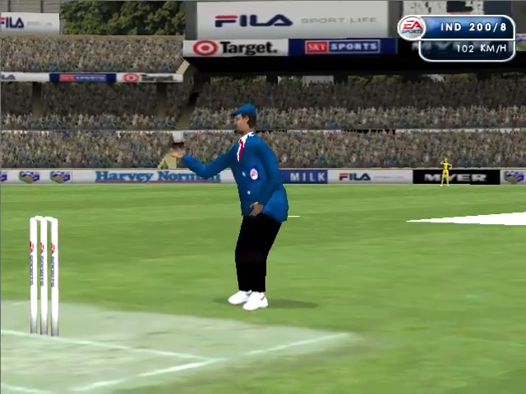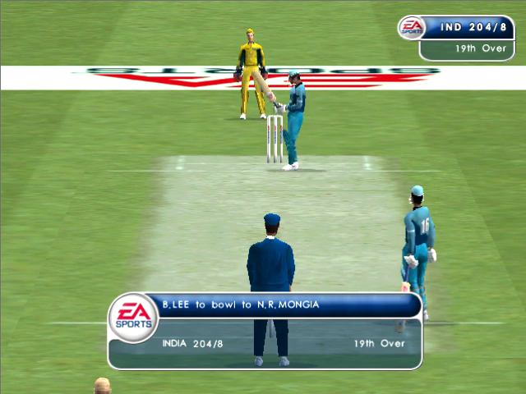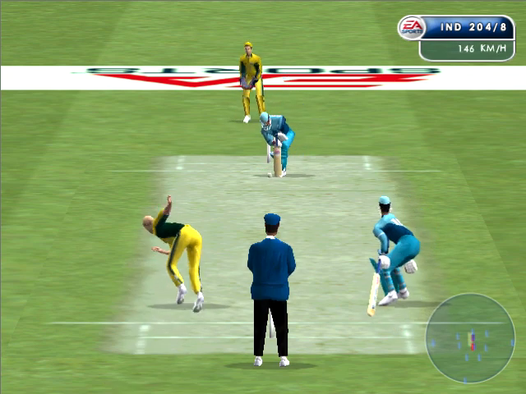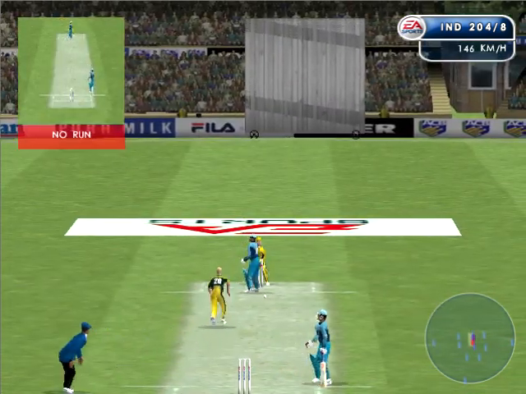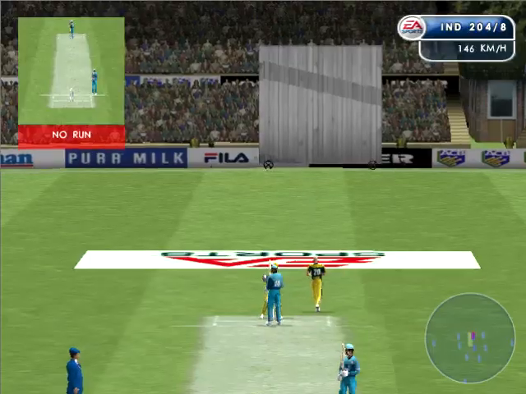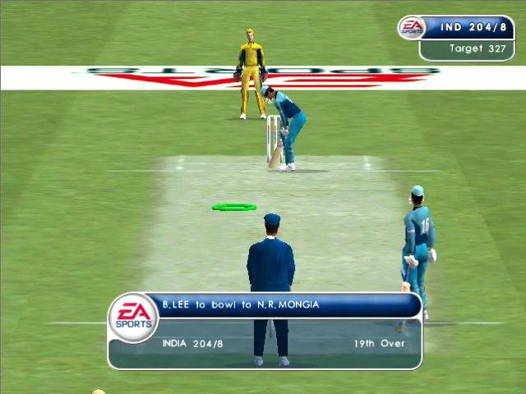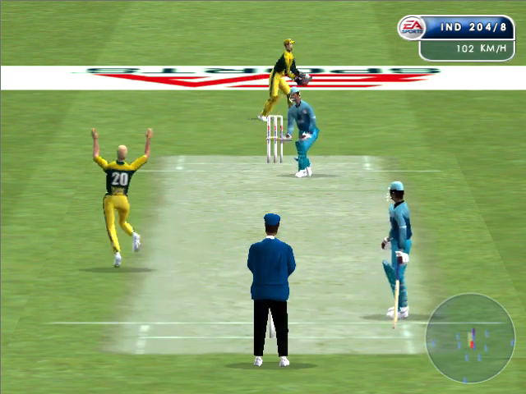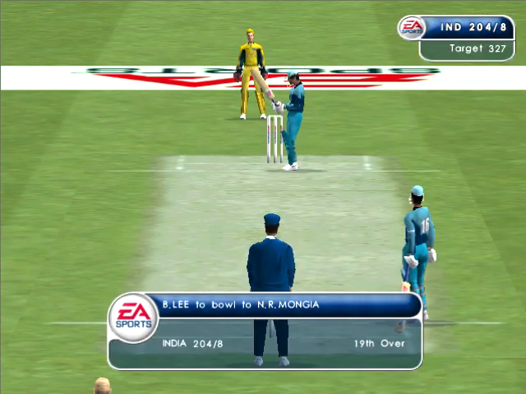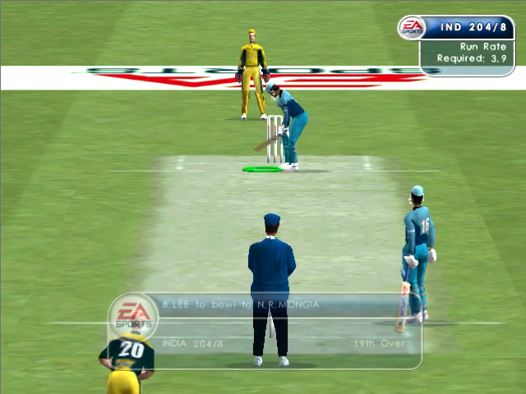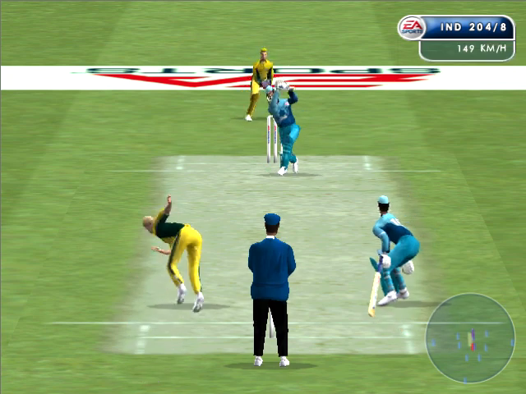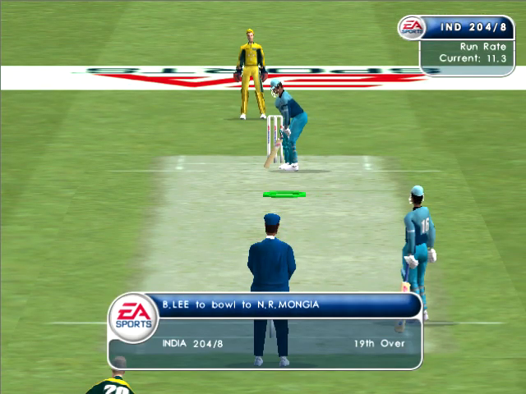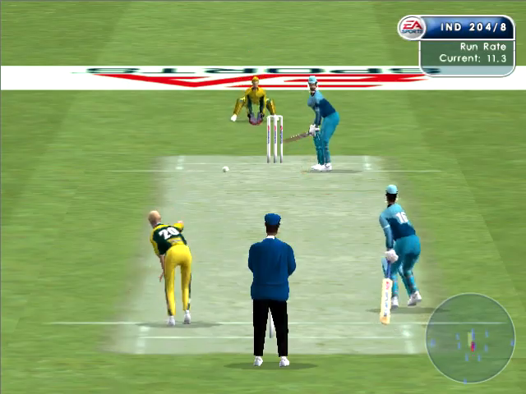Khan is making his way back to the pavilion. There it goes. That's the first boundary for Tumbling. 32 overs are left for India. Lee to begin a new over. The required run rate is around 3.5 an over. Lee to Mongia. That's the slower ball from Lee. Super bowling there, it might just have done too much. Lee to bowl to Mongia.